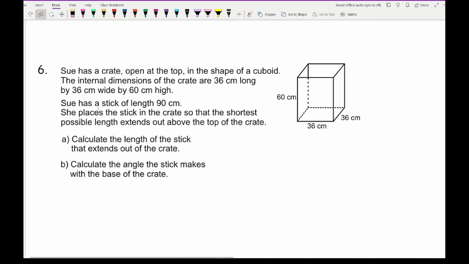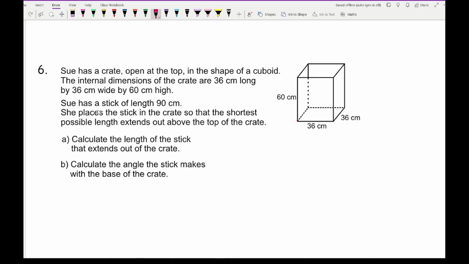So we've got Sue has a crate open at the top, in the shape of a cuboid. The internal dimensions of the crate are 36 centimeters long by 36 by 60 centimeters. Sue has a stick of length 90 centimeters. She places the stick in the crate so that the shortest possible length extends outside the top of the crate. The question is asking, calculate the length of the stick that extends out of the crate. So let's have a visualization of what it is.